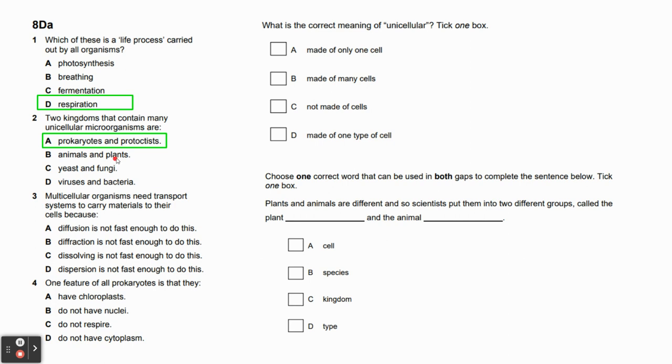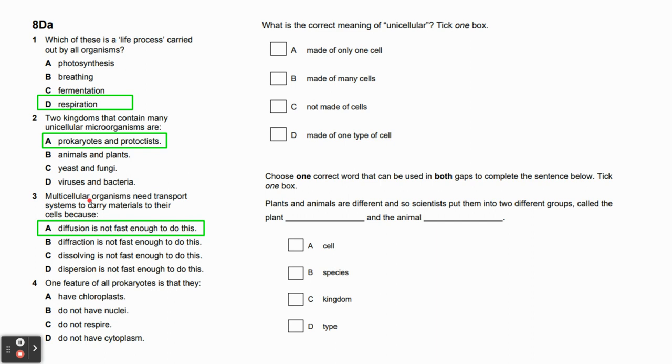Animals and plants are always multicellular. Yeast and fungi, well, fungi can be multicellular a lot of the time. And this is a tricky one because you might think viruses are unicellular, but viruses technically are not classed as a living thing because they require other living things in order to carry out some of their processes.